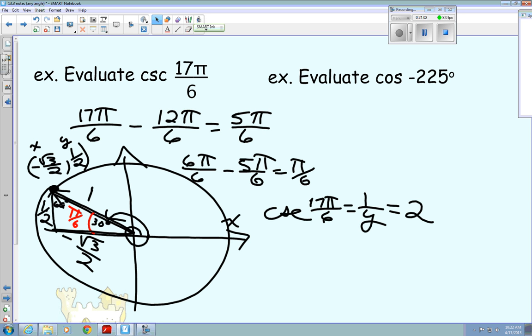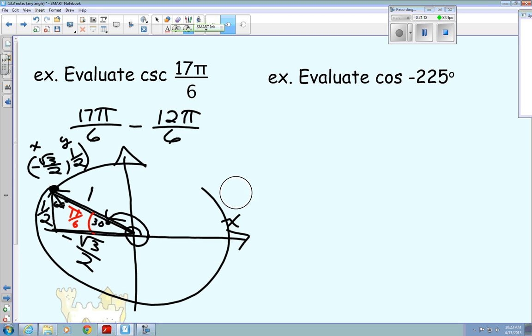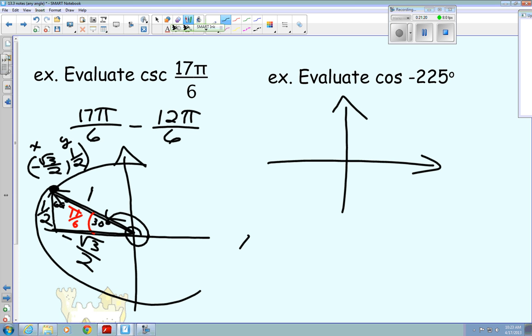Okay, I'm going to fill in one more for you. I'm not going to go through as much detail on this one. I'm just going to tell you what it is, and you're going to relate it to a 45, 45, 90 triangle. I got to erase some because I got to get back here. Cosine of negative 225. Where's that one going to land? Quadrant 2. What's its reference angle? From here to here, 45 degrees. 225 minus 180 is 45 degrees.